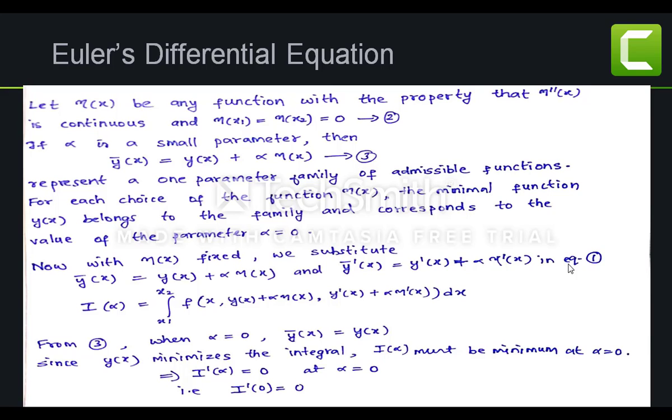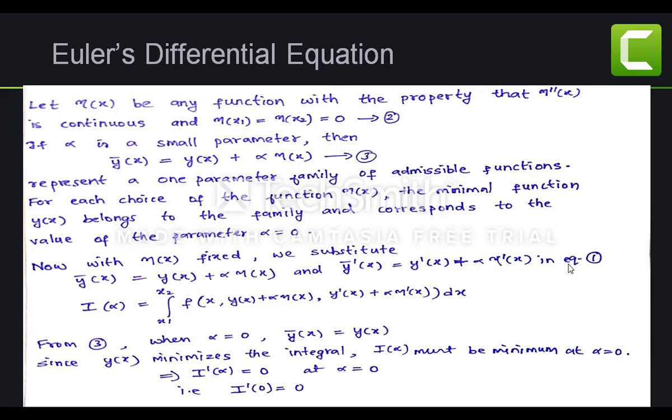Now suppose that alpha is a small parameter, alpha can take any value, and we construct a new function y bar of x as y of x plus alpha eta of x. Mark it as equation number 3. Now this represents a one parameter family of admissible functions. Now we can see that for each choice of eta of x, the minimal function y of x belongs to the family and corresponds to the value of the parameter alpha equal to 0. That is, in equation 3, for alpha equal to 0, y bar is the same as y of x.